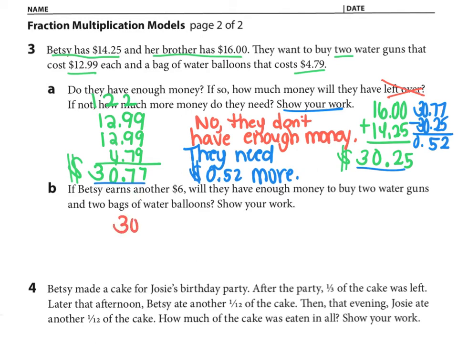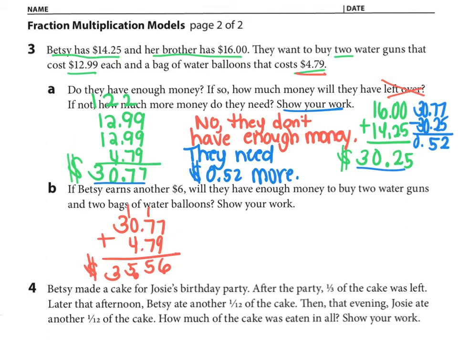So $30.77 plus, how much did the bag of water balloons cost? That's right, $4.79. Add that together. 6, 14, 15, 5, 3, $35.56.